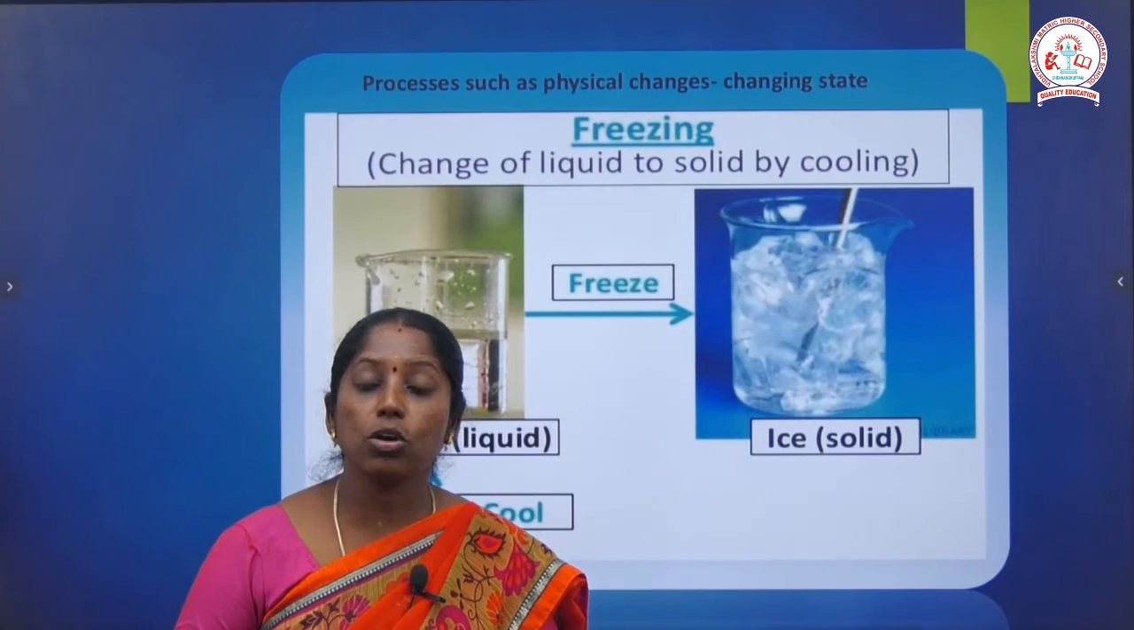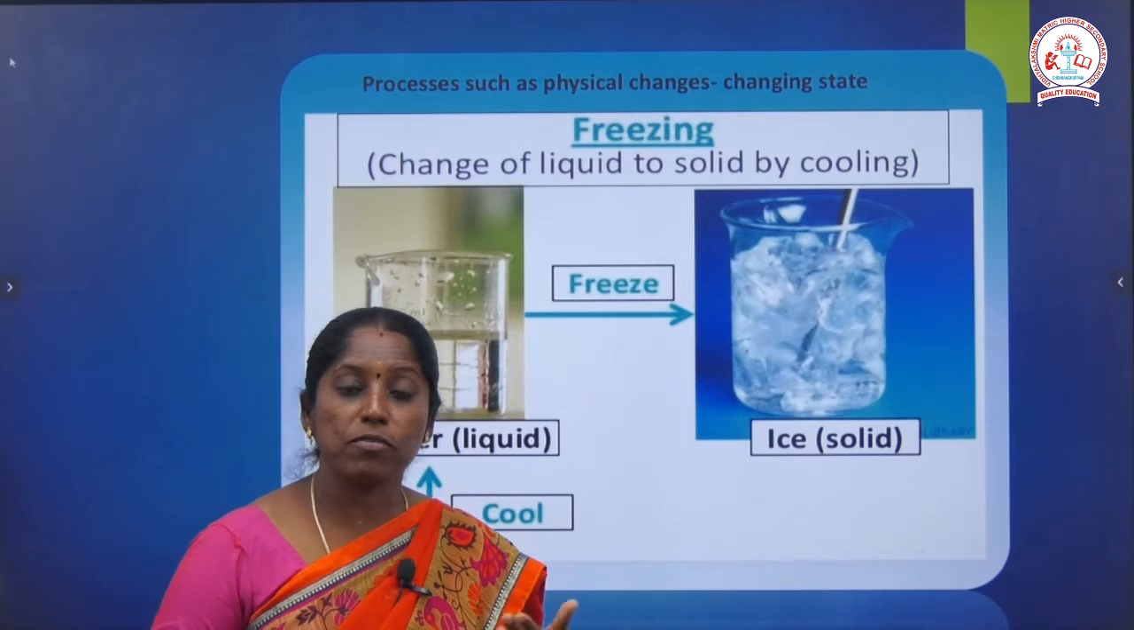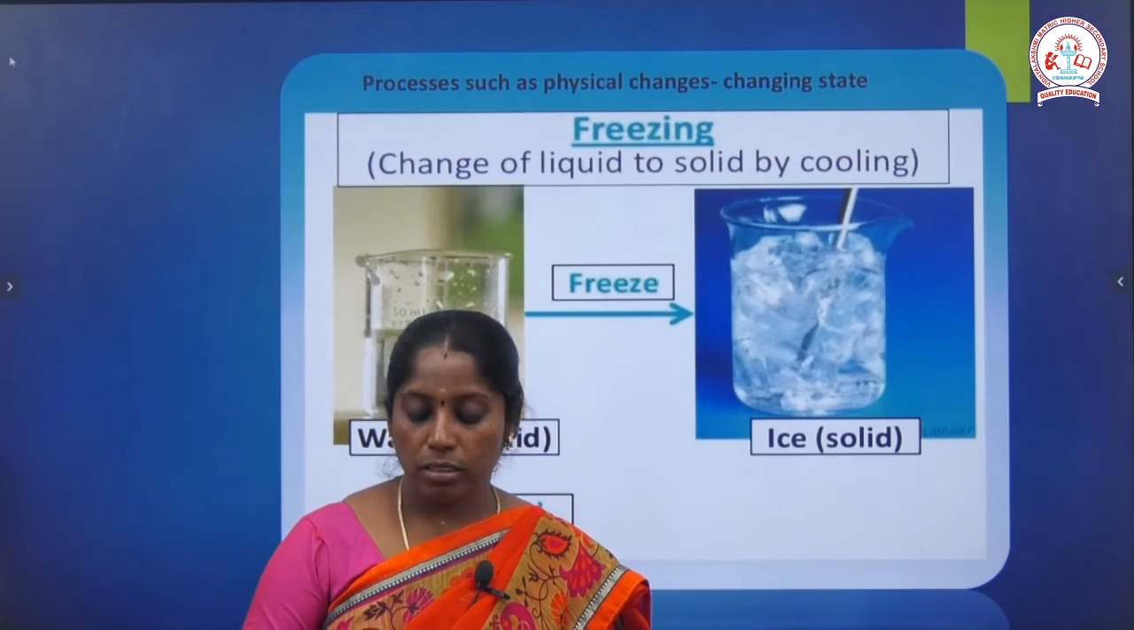What kind of change is it also? Physical change. We can get back again. What does ice change back into? It changes back into water. So that is called a physical change. The next one, what is it?